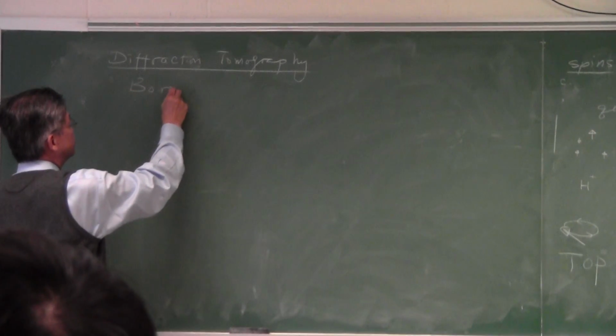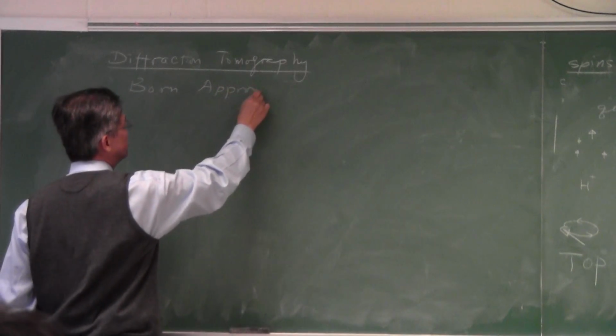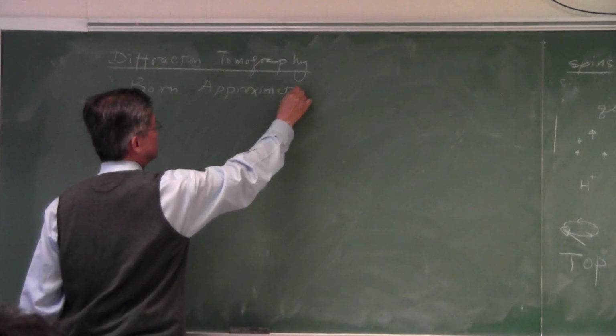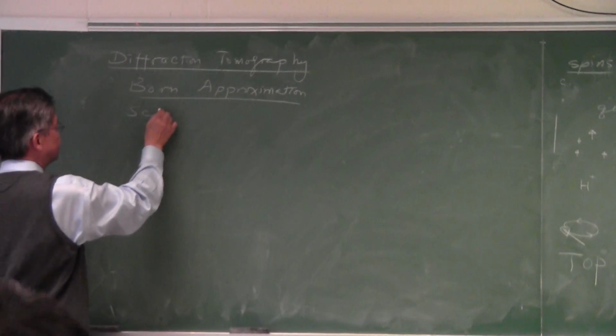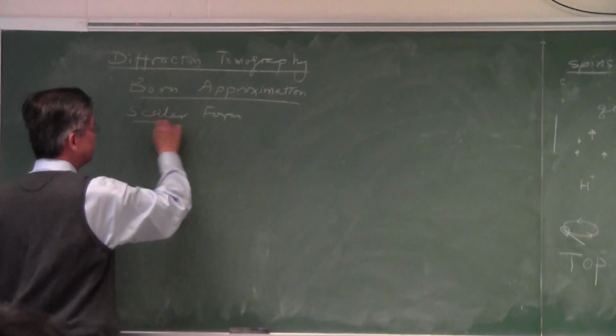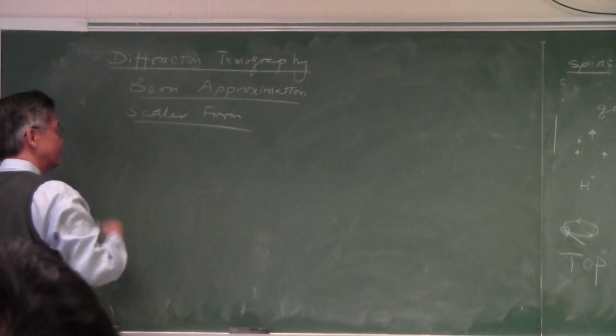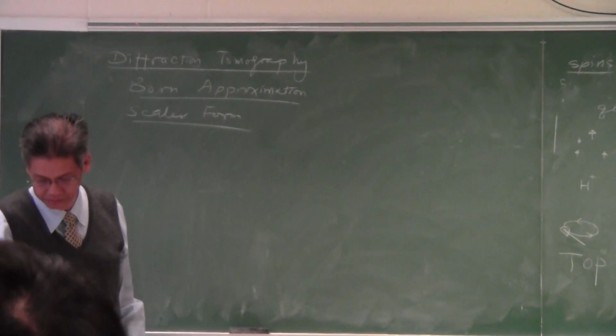So in order to show you diffraction tomography, we have to do the Born approximation. I'm just going to show you the scalar form because it's a lot easier. The vector form is similar but a little bit more complicated. Okay, so what is the Born approximation?